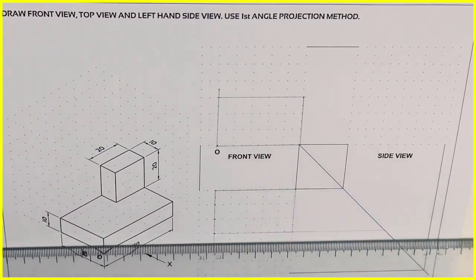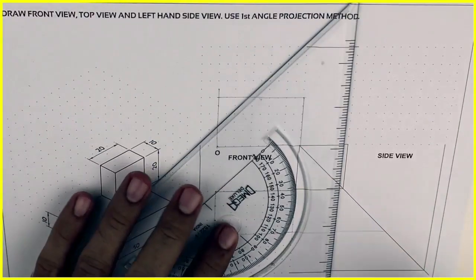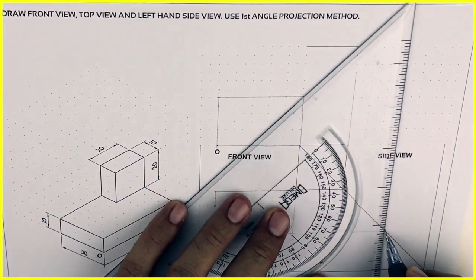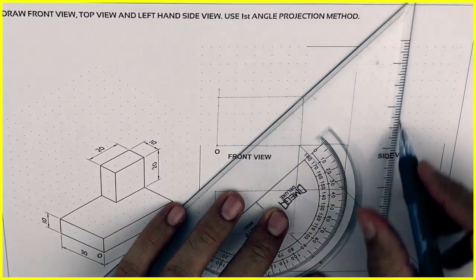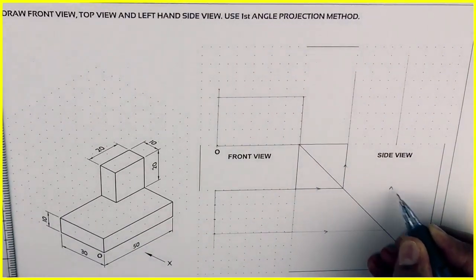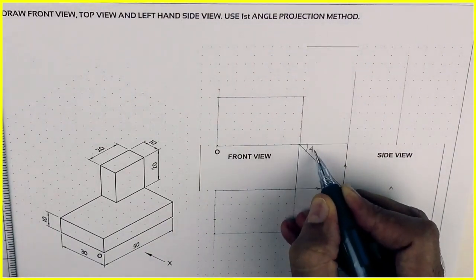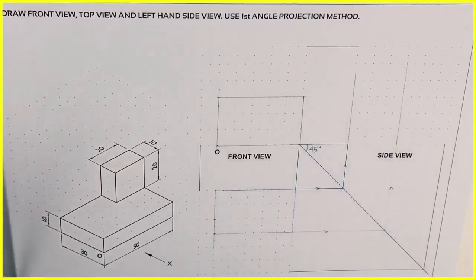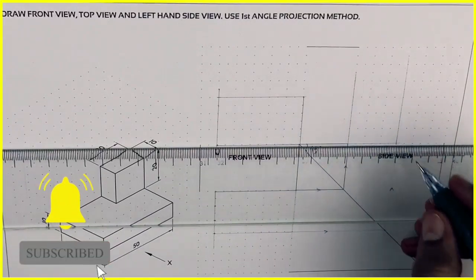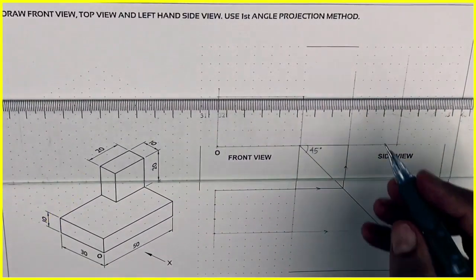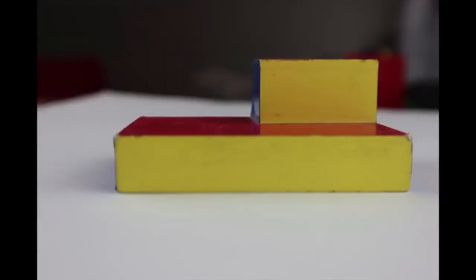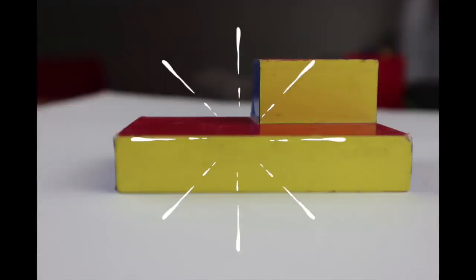Then I will extend these lines wherever it will intersect with the 45-degree line. From there I will draw vertical line. This is for side view. We can project side view like this. See this. Draw line wherever it will cut with the 45-degree line. This is 45 degree. From there we can take it up. So we got front view, top view and side view. Layout. Now this is what we will see in front view.